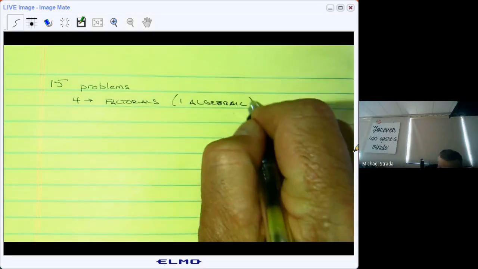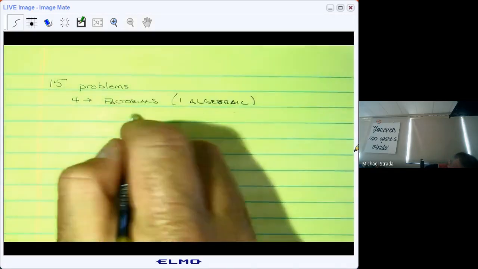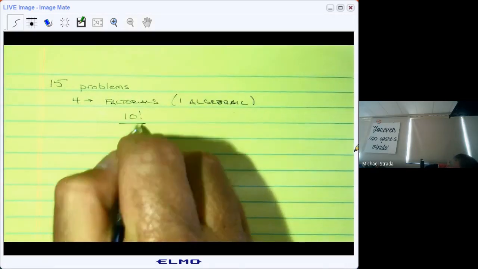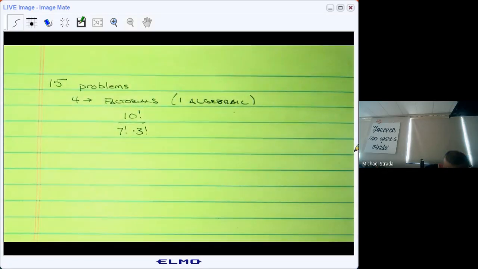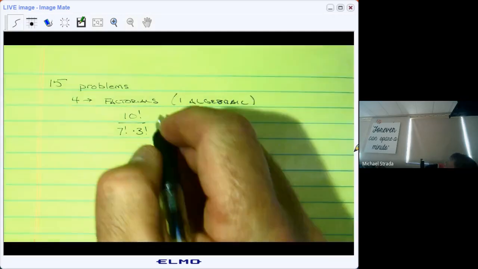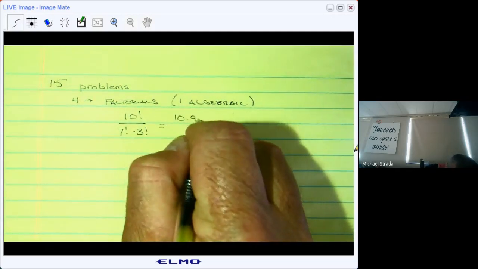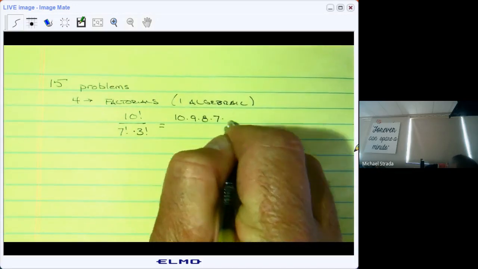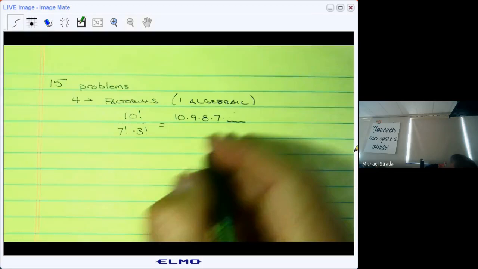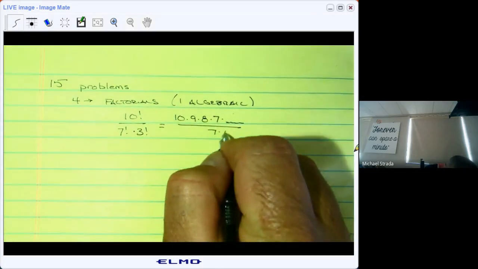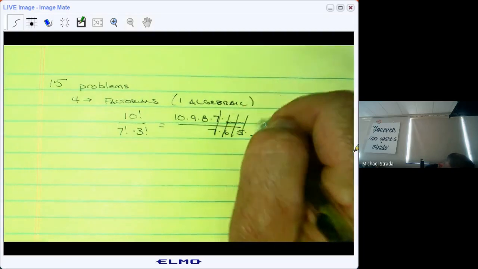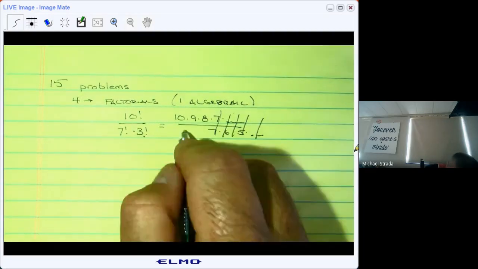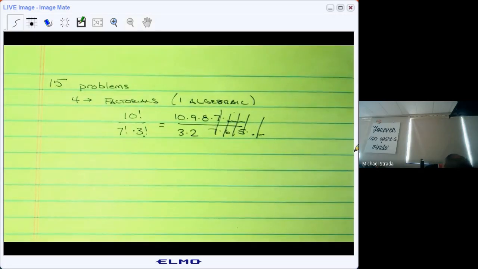All right. One of them is algebraic. So, for example, the numerical ones might be 10 factorial over 7 factorial times 3 factorial. And you just have to evaluate that expression. Remember that 10 factorial would be 10 times 9 times 8 times 7 times everything going down. 7 factorial would be 7 times 6 times 5 times going down. What are they going to do to each other? Cancel out. However, you still have 3 factorial, so that'd be 3 times 2 times 1.